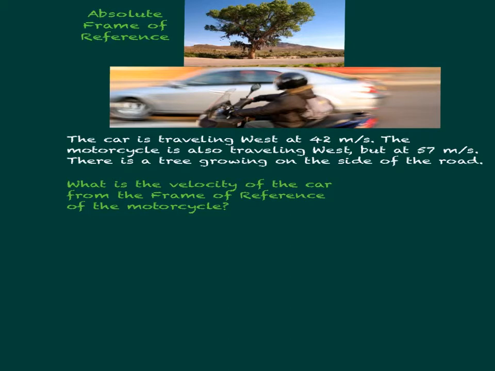Let's consider this scenario. What is the velocity of the car from the frame of reference of the motorcycle? To calculate this mathematically, we consider that this is really a subtraction problem. We end with the object that is the frame of reference. So it says the velocity of the car. The car is going negative 42 meters per second. It says from the frame of reference of, that's minus, the motorcycle. The motorcycle also traveling in the negative direction, but at 57 meters per second. Now we just have to accomplish the math.